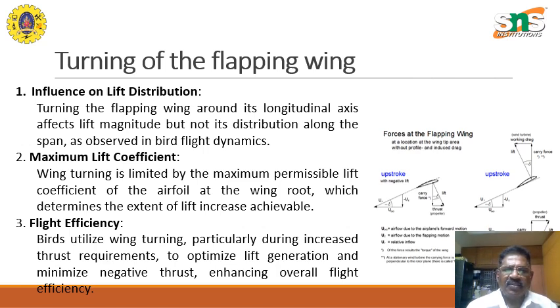The maximum lift coefficient happens when the wing turning is limited by the maximum permissible lift coefficient of the airfoil at the wing root, which determines the extent of lift increase achievable. Birds utilize wing turning, particularly during increased thrust requirements, to optimize lift generation and minimize negative thrust, enhancing the overall flight efficiency.